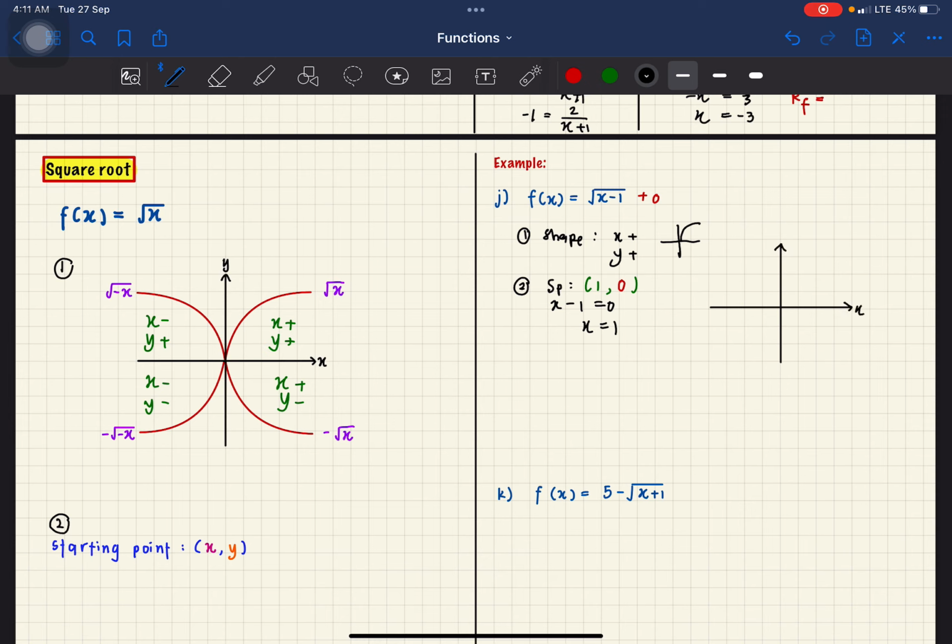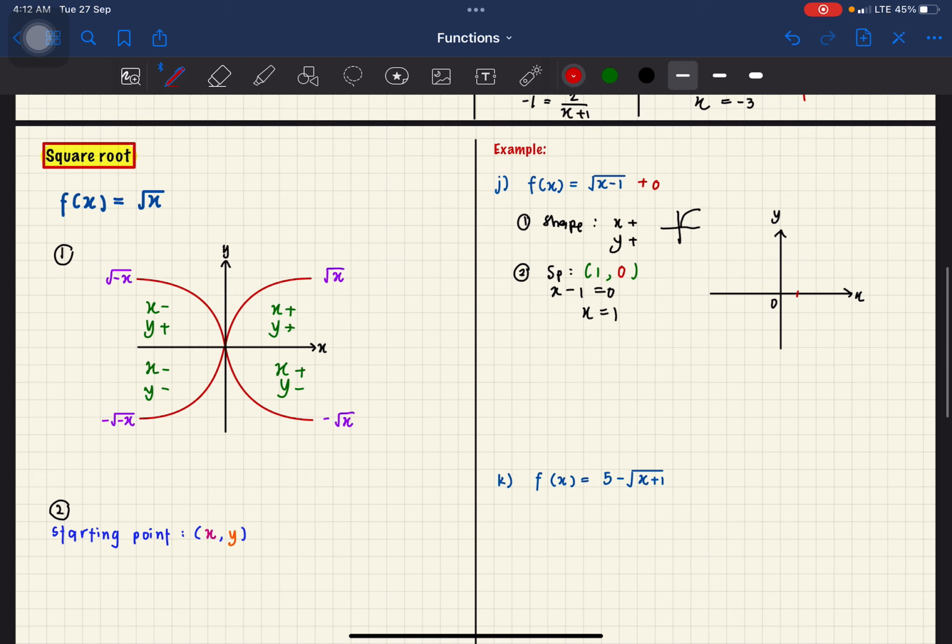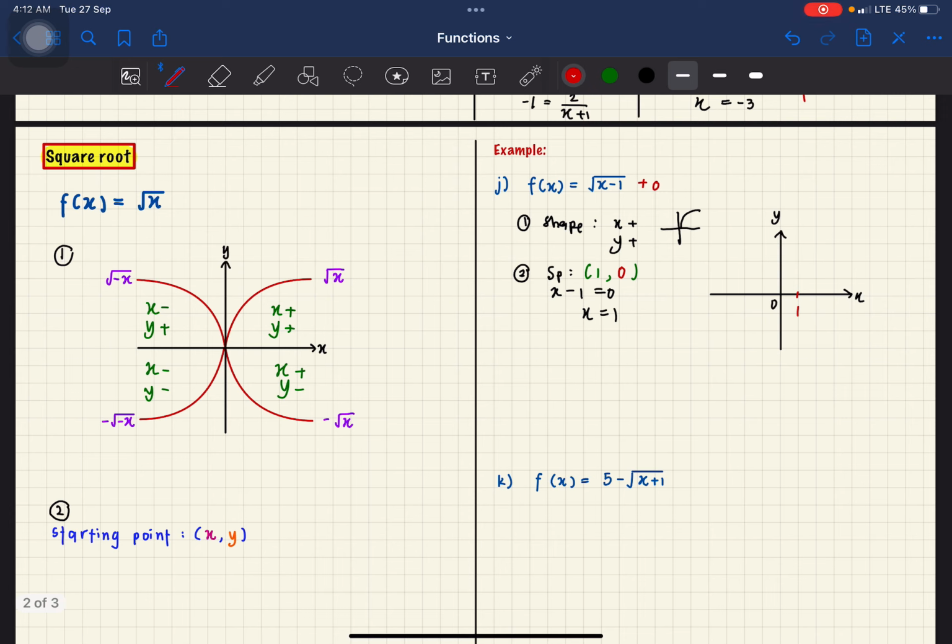X and then this is Y. Okay, so jangan lupa labelkan kosong X dan juga Y. Okay, so the starting point is 1, 0. So 1 dekat mana? 1 is somewhere here. Okay, and then 0, 0 dekat situ lah. So 1, 0 dekat situ, maksudnya graf awak dia akan start daripada sini.